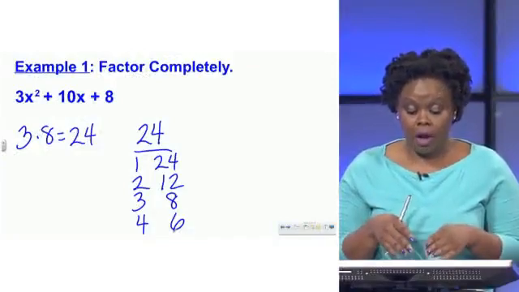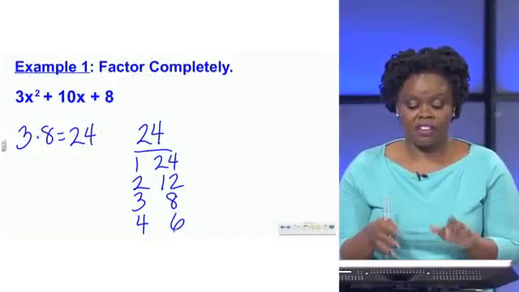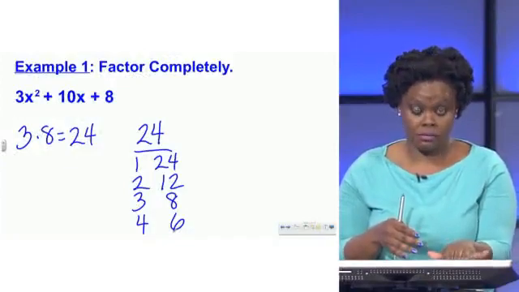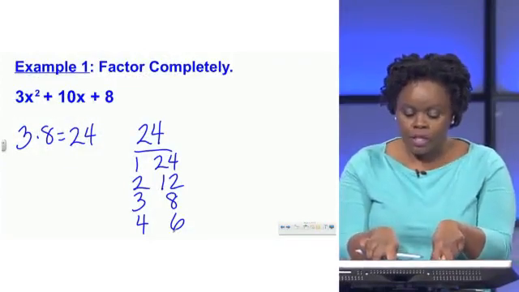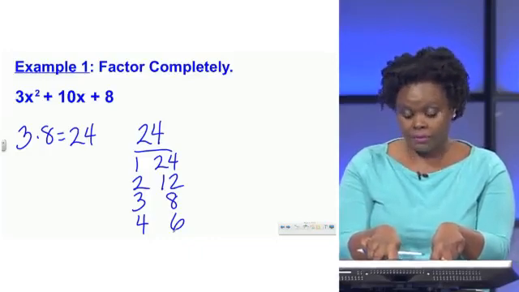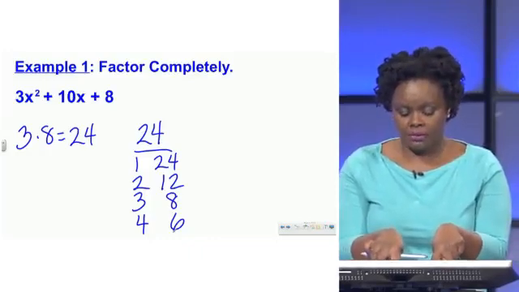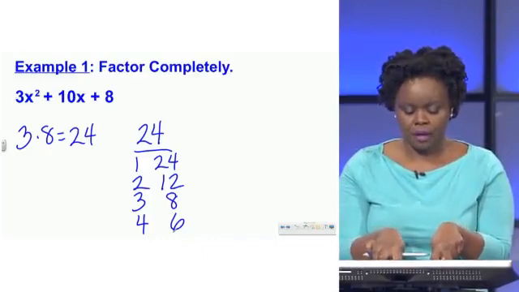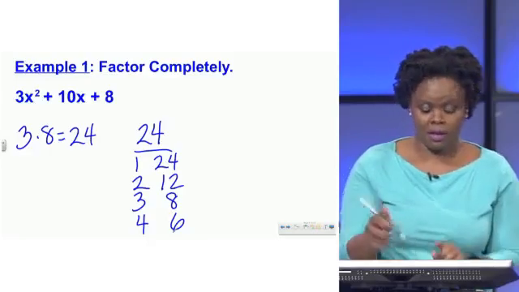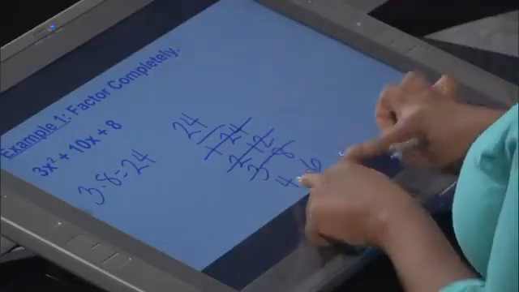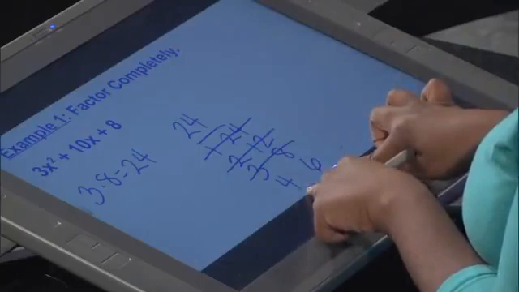Now I need to figure out which pair of factors would give me a sum of 10. Okay, so let's just start testing these out. Combining 1 and 24, that's 25. 2 and 12, that's 14. 3 and 8, that's 11. 4 and 6, that is 10, right? So these 3 didn't work, but the 4 and the 6 did work.